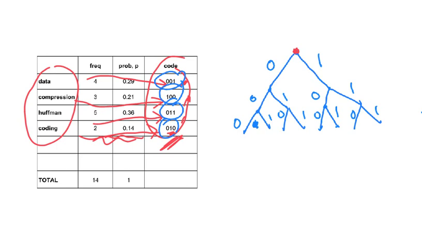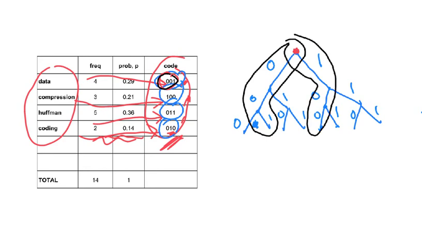Now let's take a look at this particular code, 001. 001 is this, correct? And 100, that will be this. And 011, what is 011? 011 is this, right? So what we are able to see here is that a binary tree can represent a coding system. Am I right?